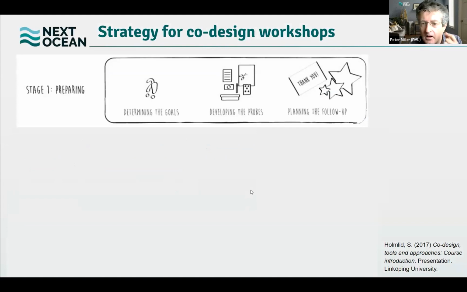So what we've done is to take some ideas from the literature on co-design, and one of them that I found useful was how to plan for a co-design workshop, and this is by Stefan Holmlid. And he laid it out as 3 stages. Before you get to the workshop, you want to pin down what you're hoping to get out of that workshop.